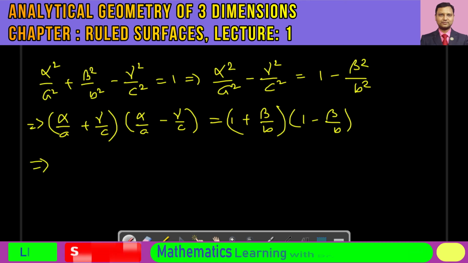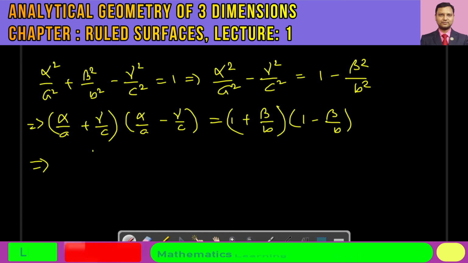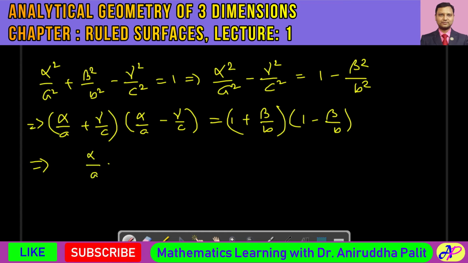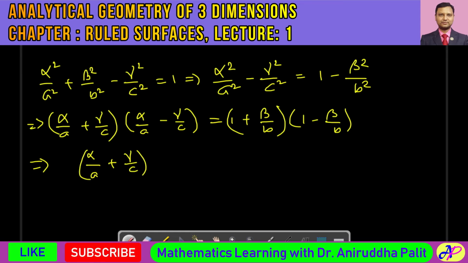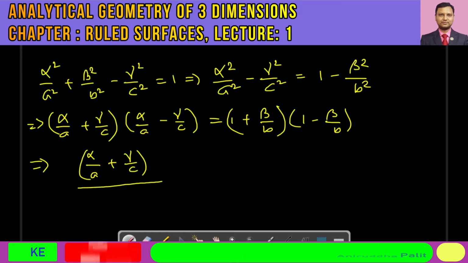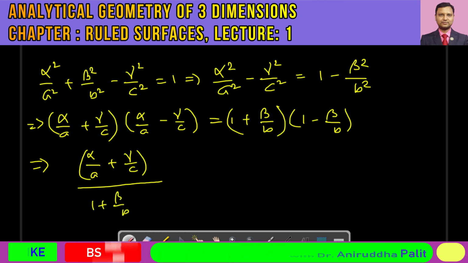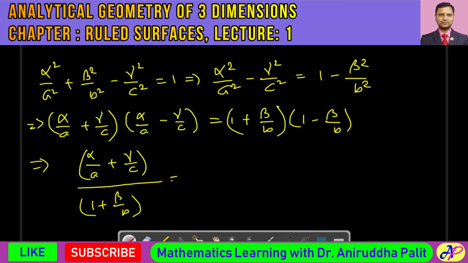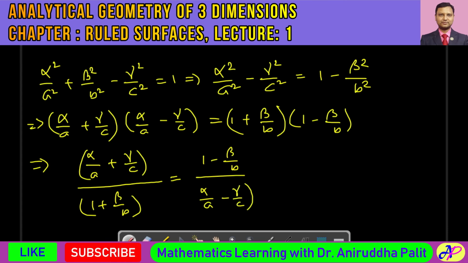Now you see this expression can be arranged in two different ways. One is this one: alpha by a plus gamma by c, this is one factor, divided by, say, the positive factor 1 plus beta by b. Okay, this is the positive factor, that is equal to, let's combine these two negative factors over here, 1 minus beta by b divided by alpha by a minus gamma by c.